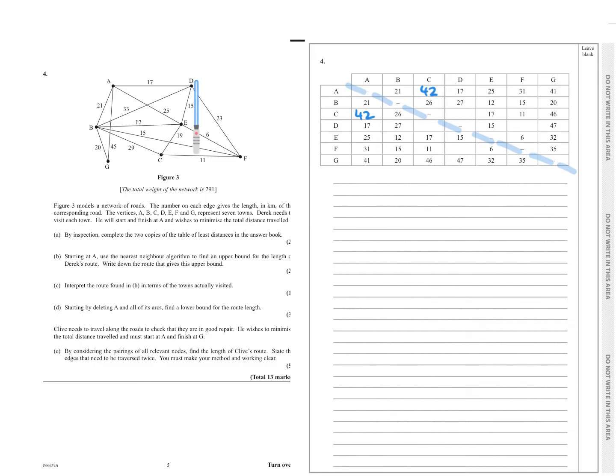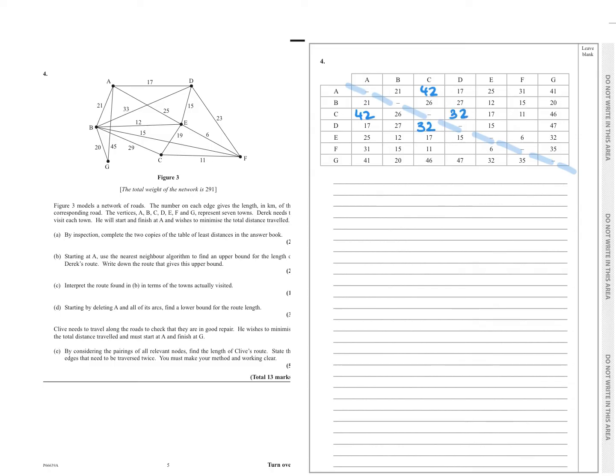So from D to C, we've got 15 plus 19, 23, 11. We could do like 33, 29, but that's not going to make any sense. So from D to C, is 34 the smallest? It's 32. Where's 32 from? 23, 15, 6, 11. Yep, 32.